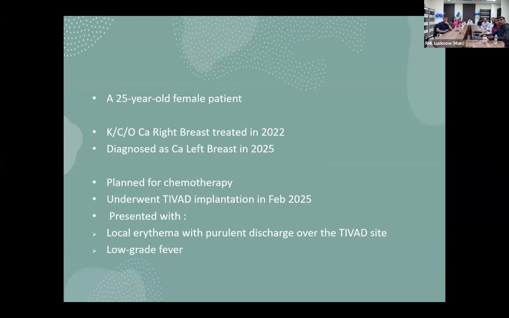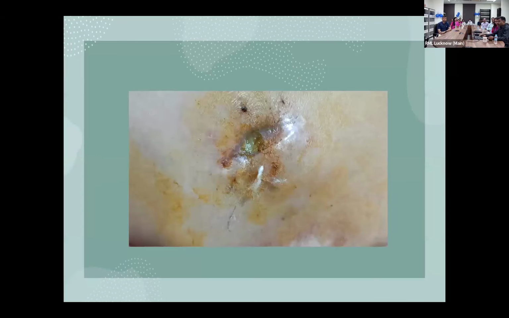She's a known case of carcinoma right breast and on treatment since 2022. In 2025, she was diagnosed as a case of CA left breast. She was planned for chemotherapy and underwent TVAD implantation in February 2025. Then, after a week, she presented with local edema with purulent discharge over the TVAD site, and she was having a low-grade fever associated with that. And this was the clinical state of the patient.